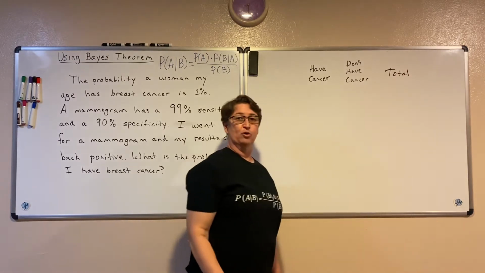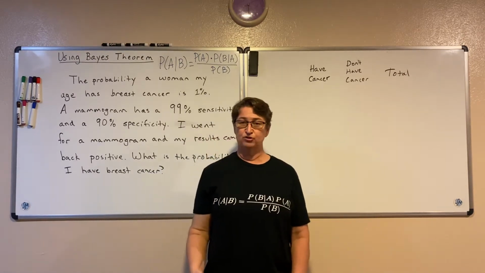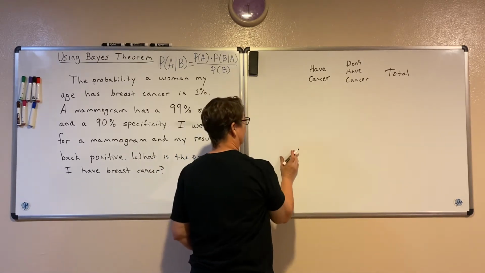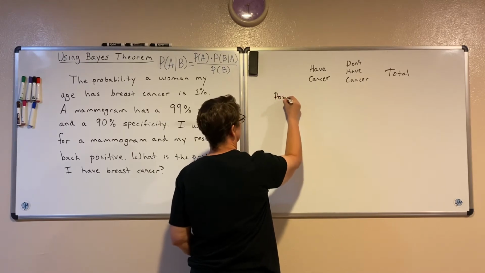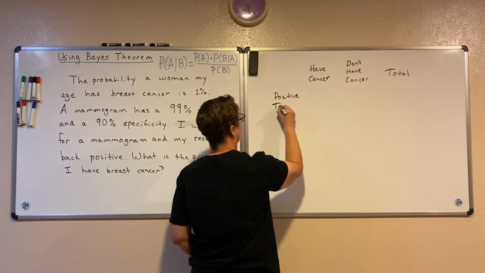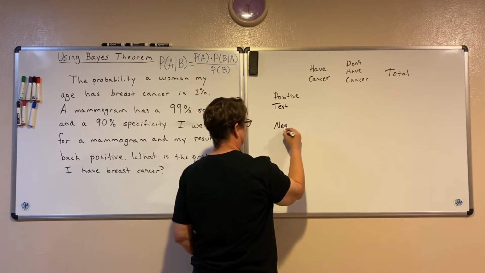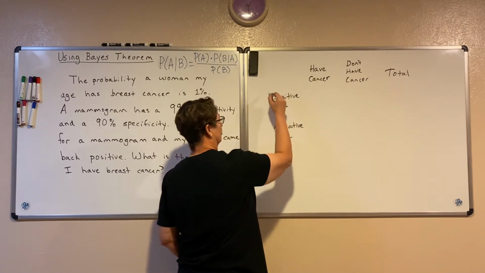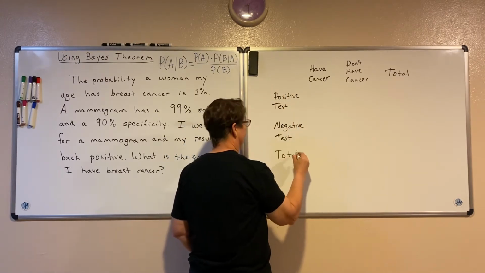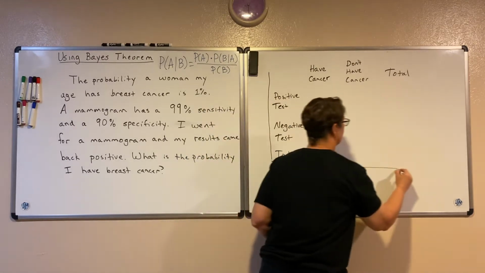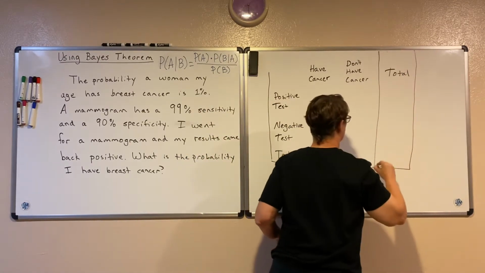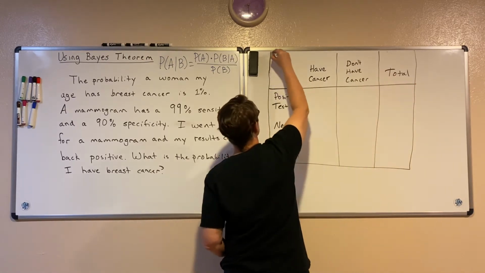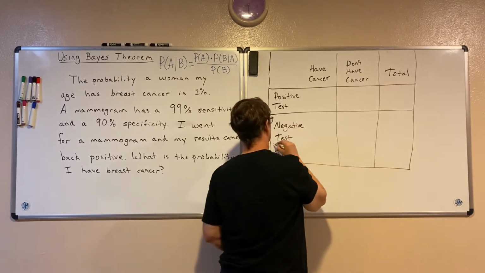Then the other variable is when you walk out of the doctor's office, you either get a positive test or a negative test. So I'm going to put that variable here, a positive test, or we could get a negative test. And I'm going to put my data on this two-way table, and we have the total down here at the bottom. I'm going to use my two-way table to help me determine this probability. And then we'll use the formula.